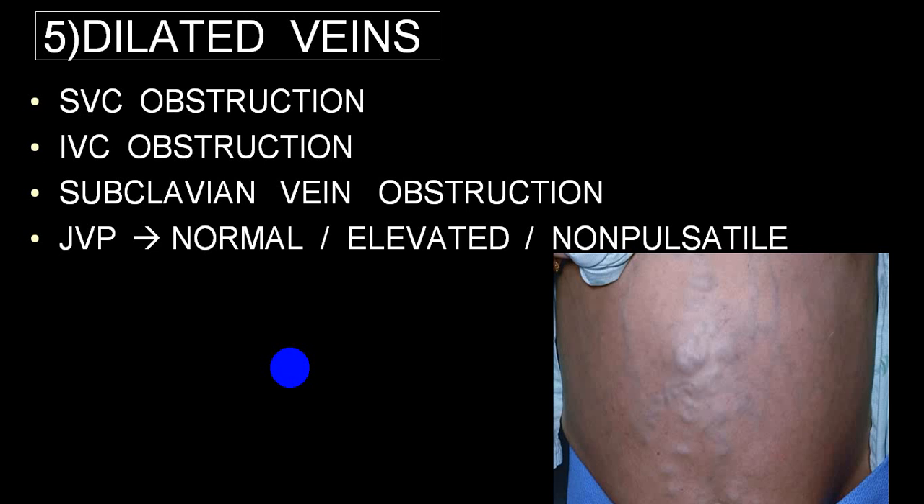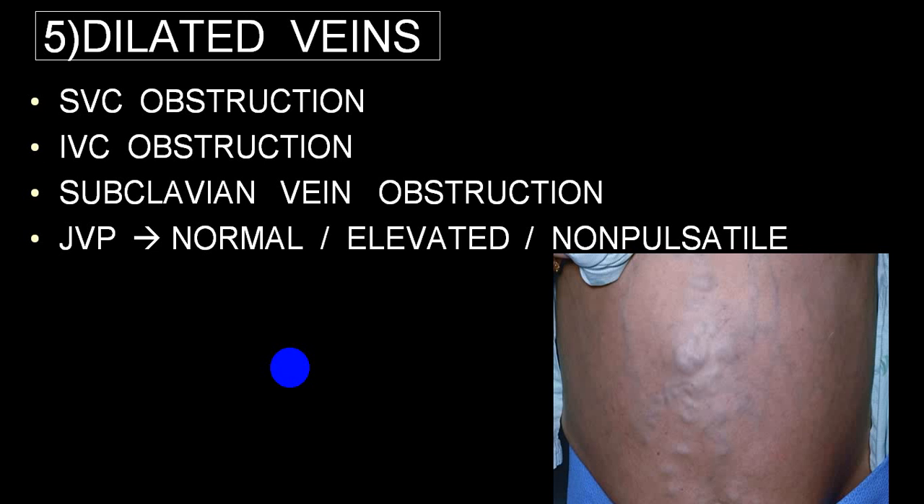Along with those dilated veins, you will have dilated veins in the upper limb, edema in the upper limb, and puffiness of the face. JVP will be elevated, non-pulsatile. Very, very important, non-pulsatile, because of complete superior vena cava obstruction. That will be characteristic of superior vena cava obstruction.